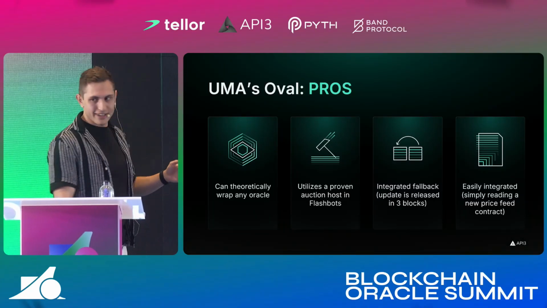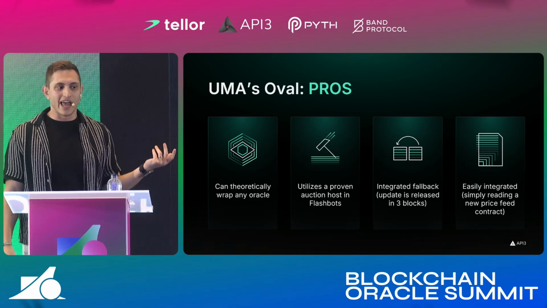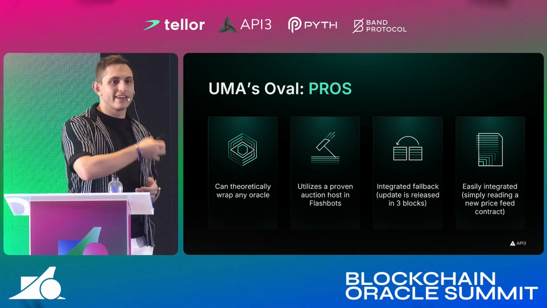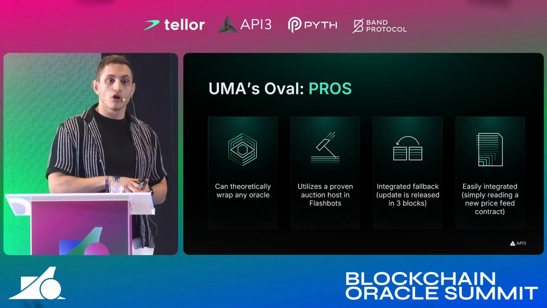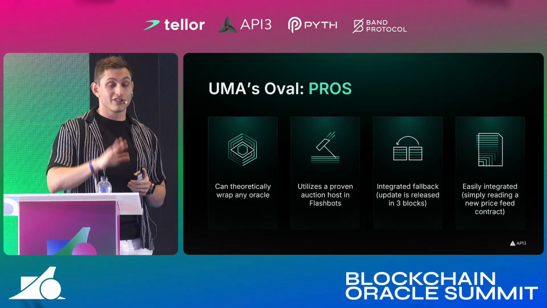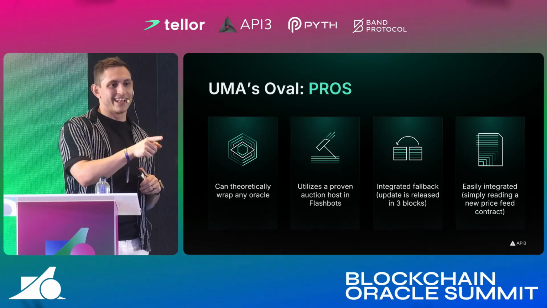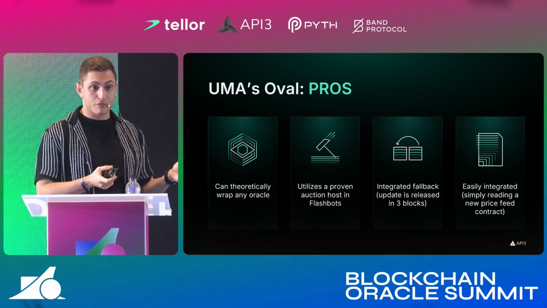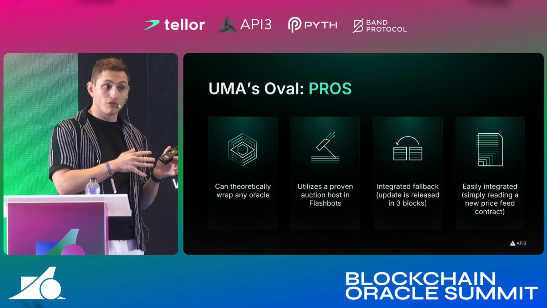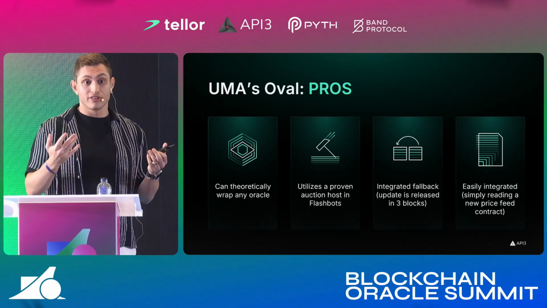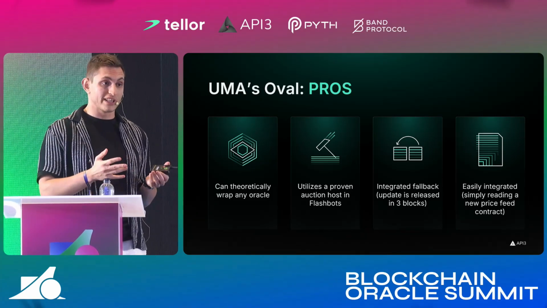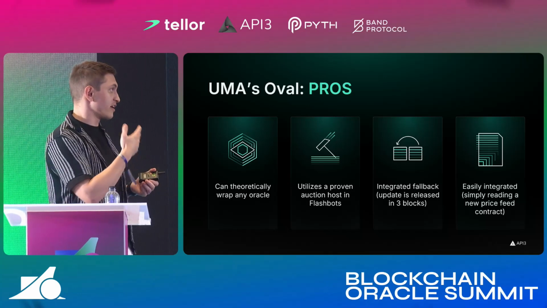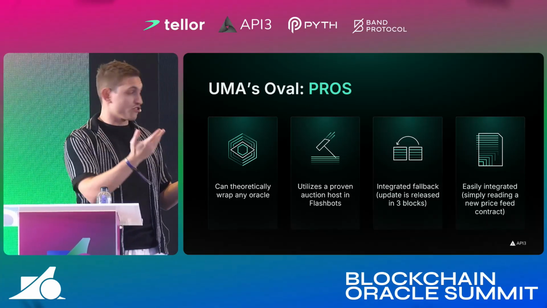Oval, like Matt already said, can theoretically wrap any Oracle there is. It doesn't matter what the underlying Oracle is, if it's Chainlink, Chronicle, API3, whatever. The only thing Oval does is effectively artificially say, hey, wait, I want to sell that, so chill. It utilizes a proven auction host and Flashbots, so it's a collaboration with Flashbots. Oval doesn't effectively auction this thing off themselves. The only thing that the Oval relay is doing is blocking it and then giving Flashbots, using MEV share, the option to auction that off.